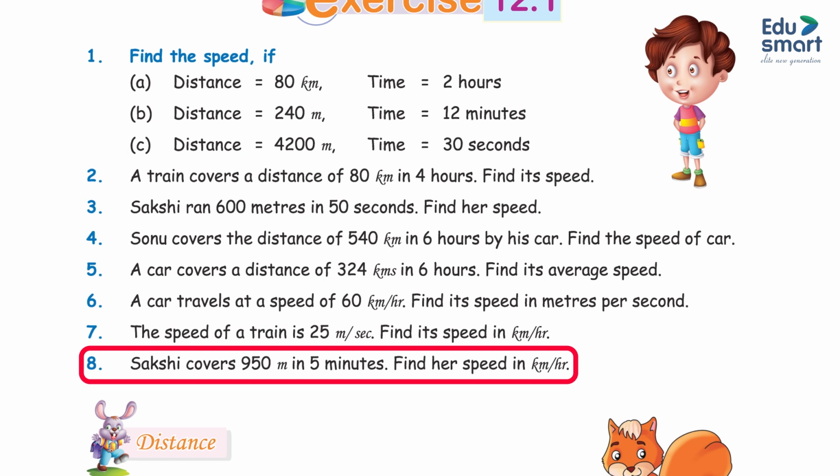Question 8. Sakshi covers 950 meters in 5 minutes. Find her speed in kilometer per hour.